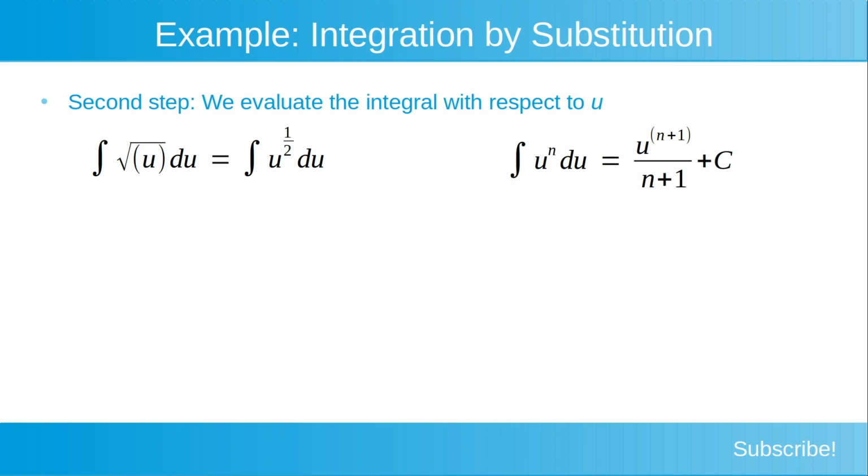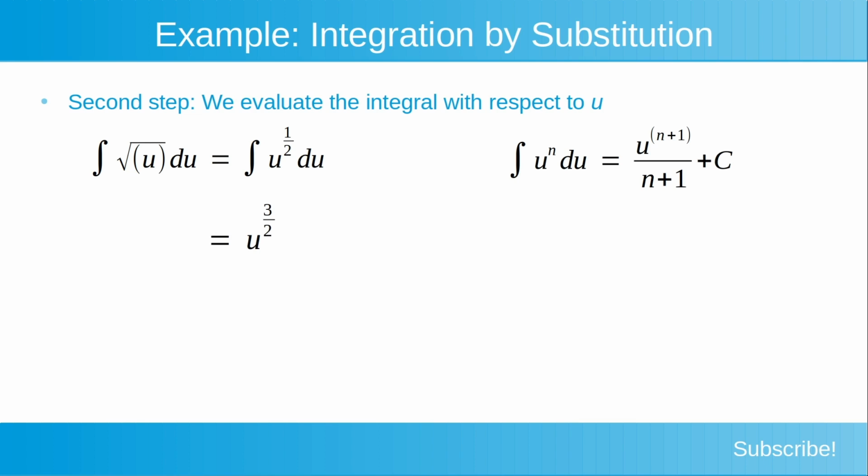We're now going to apply this formula to our example on the left hand side of the screen. Now, in our example, our value of n is equal to 1/2. So to start off with, we want to work out what u raised to the power of n plus 1 is. Our value of n is 1/2, so we're going to have u to the power of 1/2 plus 1, which we can express as u raised to the power of 3/2.